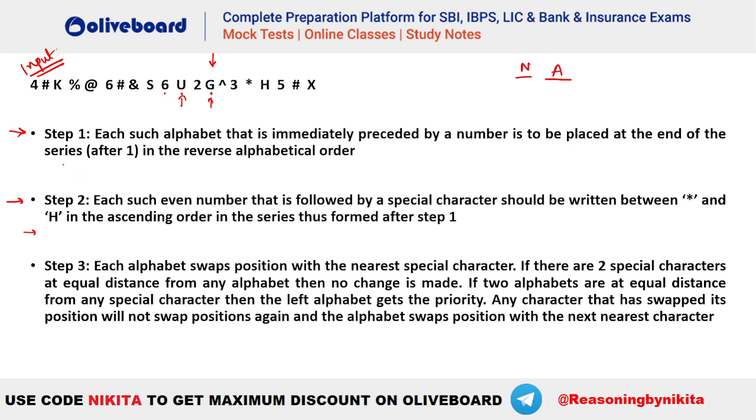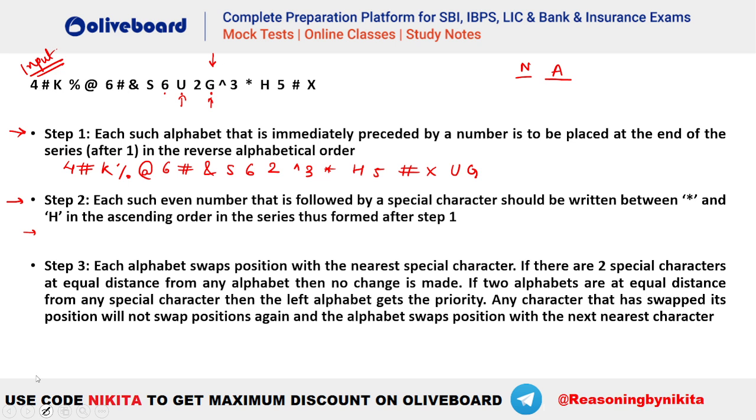That means what will be the answer for this one? Output here: 4 hash K percentage. Then we have at the rate 6. Then again a hash here, ampersand S, 6 here. Then U will go. 2 is there, cap is there, 3 is there, asterisk is there, H is there, 5 is there, hash is there, and X is there. And after X we will have your U and G in the reverse alphabetical order, right? So this is your output for step number 1. Okay, this is your output for step number 1.